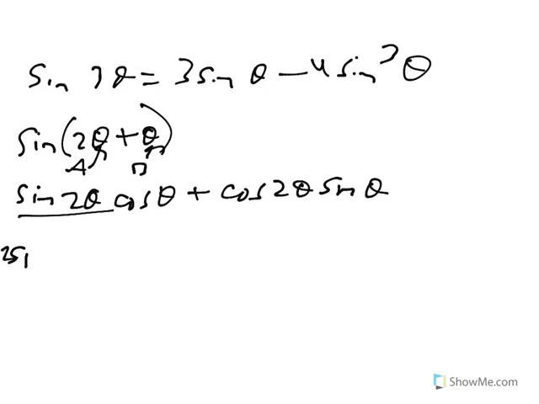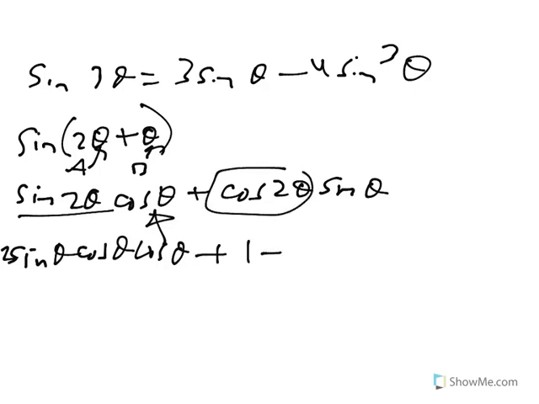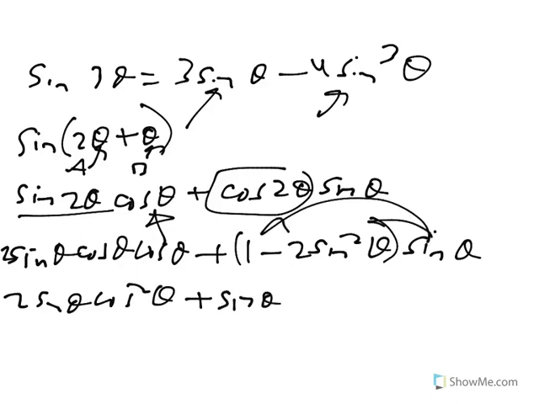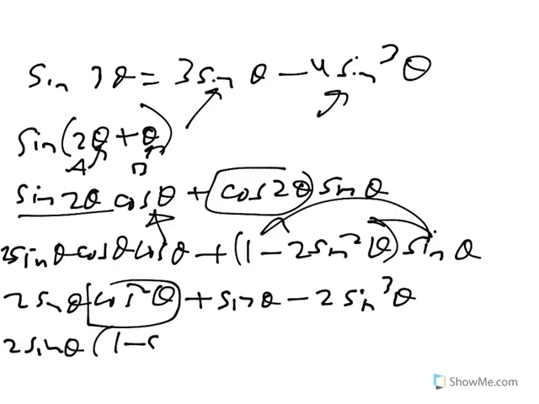Sine 2 theta has to be 2 sine theta cosine theta, and this cosine theta is this one. And I have choices here. I'm going to choose to go with the 1 minus 2 sine squared theta version. And I'm doing that because I see that there's only sine thetas in the answer. So this becomes 2 sine theta cosine squared theta plus sine theta, I'm distributing, minus 2 sine cubed theta. Now this cosine squared is kind of annoying there. I'm going to change it to 1 minus sine squared.